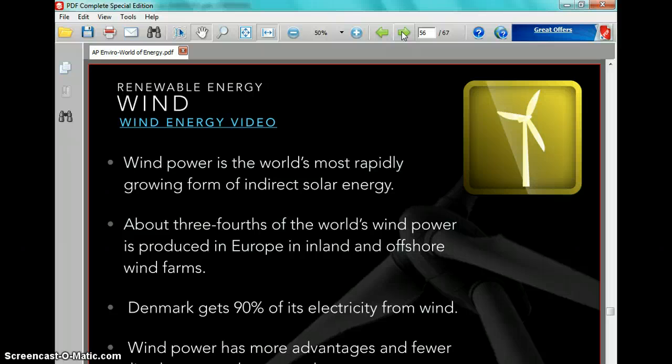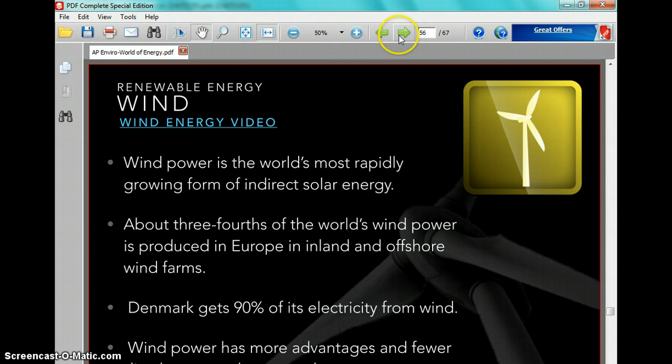And Denmark actually gets 90% of electricity from wind. And it has to do with its geography, which is part of one of the disadvantages. Now, wind power has more advantages and fewer disadvantages than any other resource. But it's not 100% great. There's always going to be a downside.